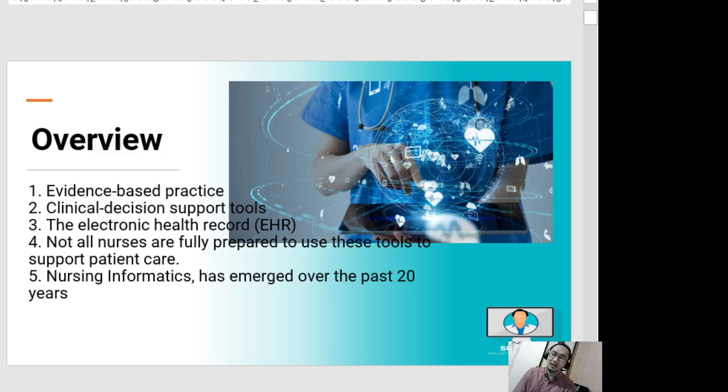Then fourth, in terms of technologies, innovations, and change, unfortunately not all nurses are fully prepared to use these tools, but later on trainings or programs can be provided by the institution or by the nation, the country where they belong.